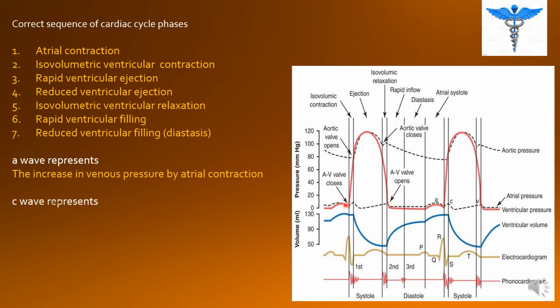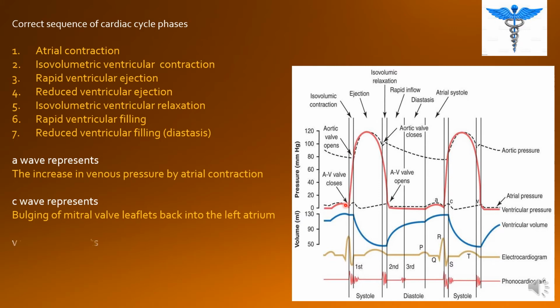Now the second is: the C wave represents. So the C wave is the bulging of mitral valve leaflets back into the left atrium. Now when the ventricle contracts, the mitral valve will be closed. This closing of the mitral valve, or bulging of the leaflet back into the left atrium, is represented by the C wave.